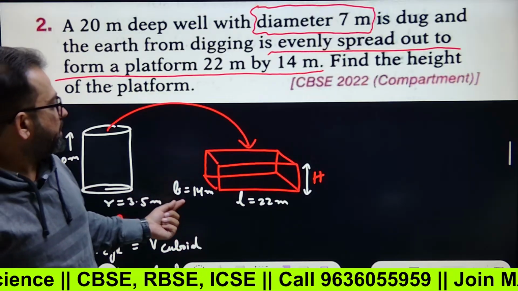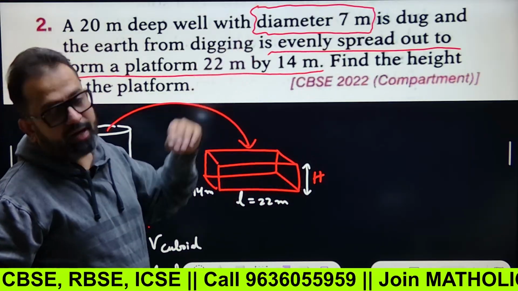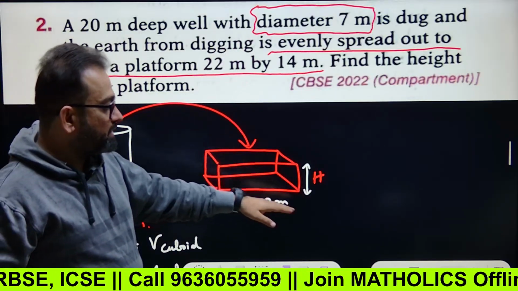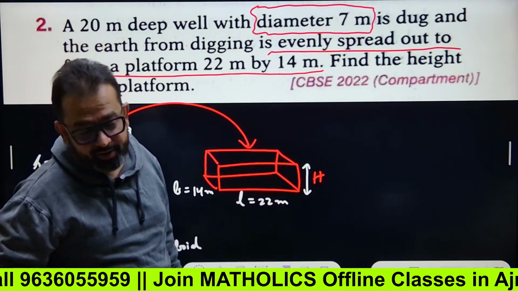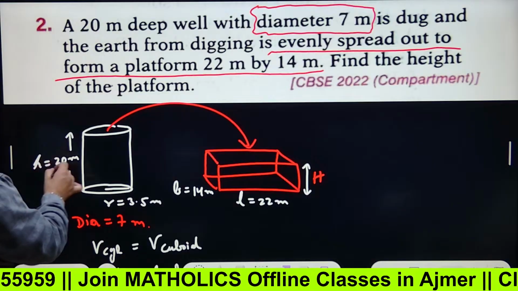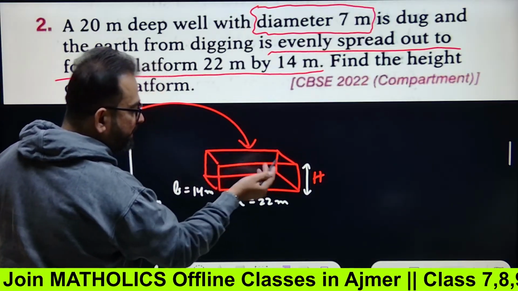Now this platform is 22 meter by 14 meter. Find the height of the platform. So let the height of the platform be h. It will form nothing but a cuboid. This is small h, this is capital H. You have to differentiate between the variables, right?